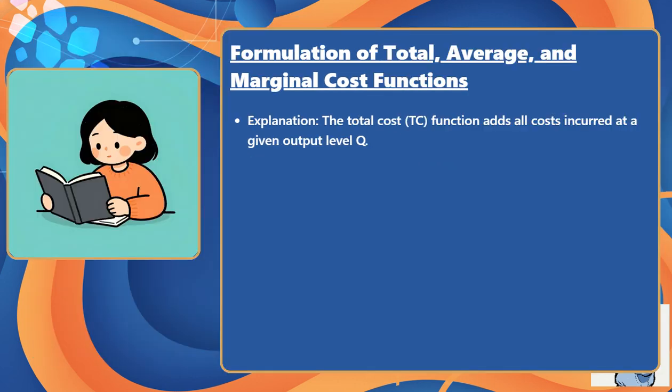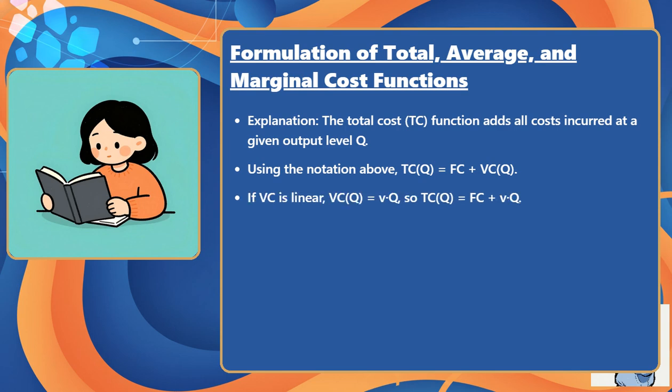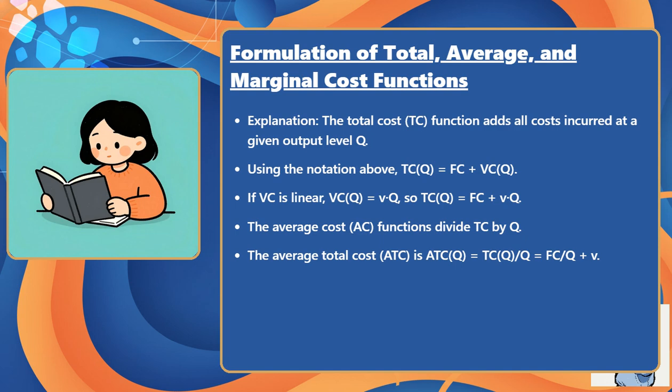The total cost TC function adds all costs incurred at a given output level Q. Using the notation above, TC of Q equals FC plus VC of Q. If VC is linear, VC of Q equals V times Q, so TC of Q equals FC plus V times Q. The average cost functions divide TC by Q. The average total cost, ATC of Q, equals TC of Q divided by Q, equals FC divided by Q plus V.